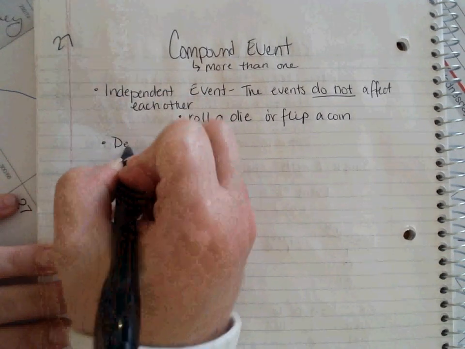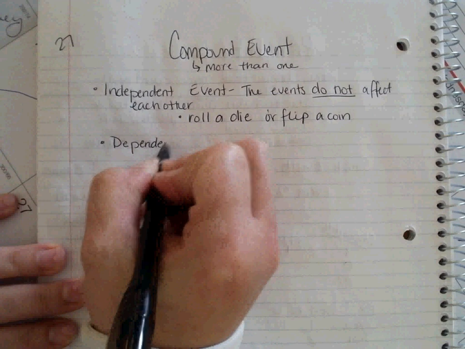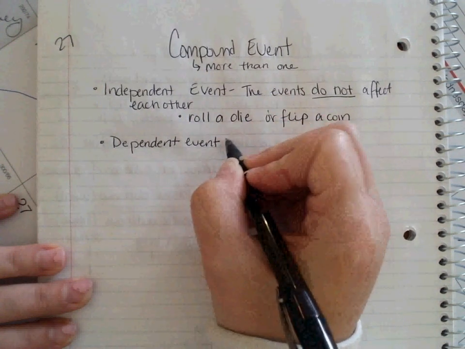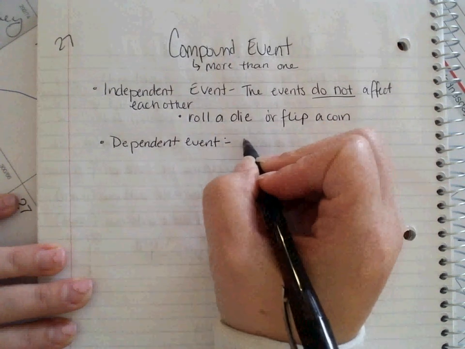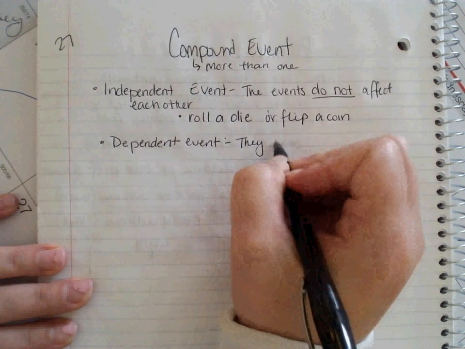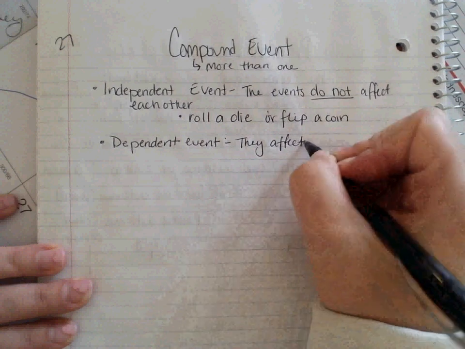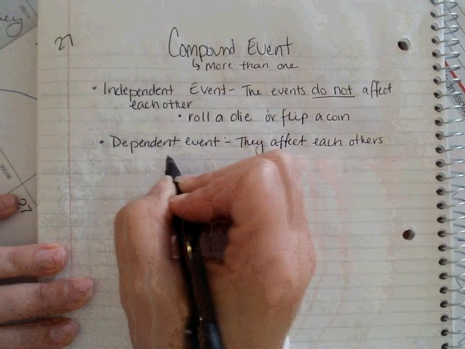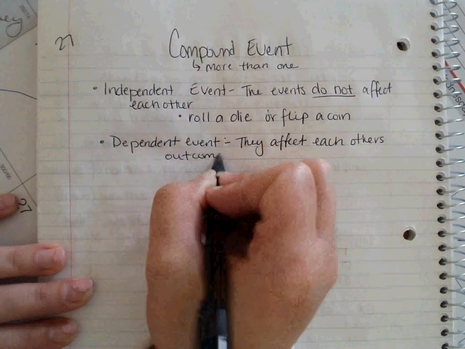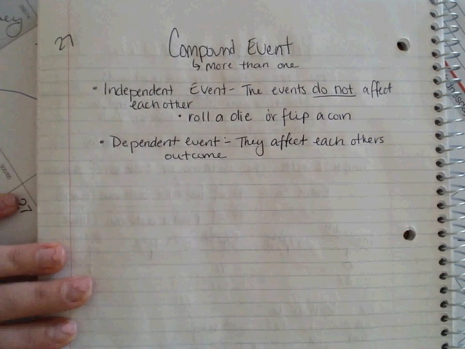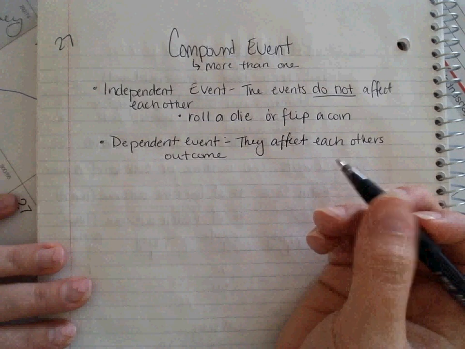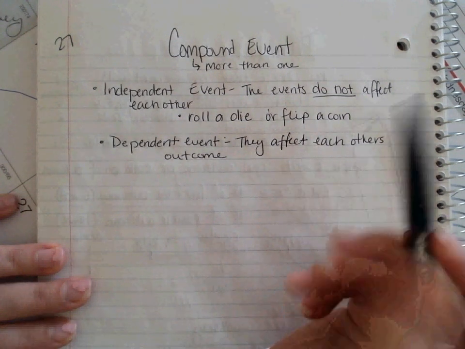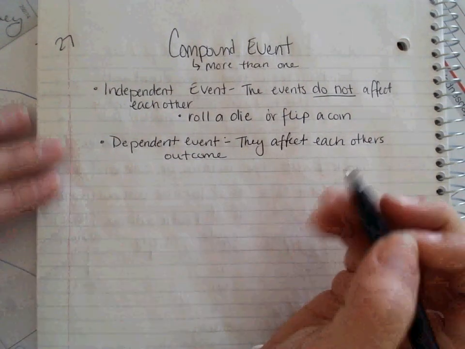The other way is a dependent event. This is when the outcomes affect each other's outcome. So it's if you pick a card and then you pick another card without putting it back. So those are the big words that deal with independent and dependent.